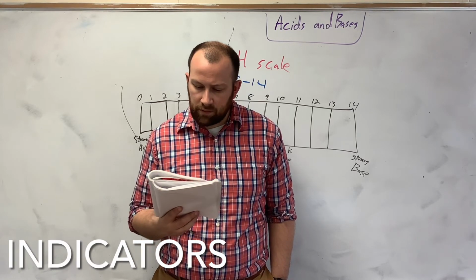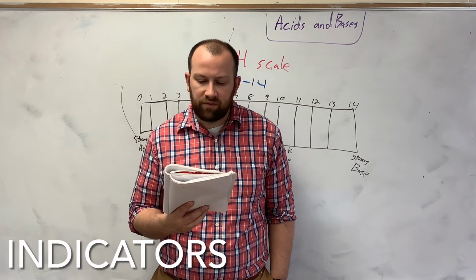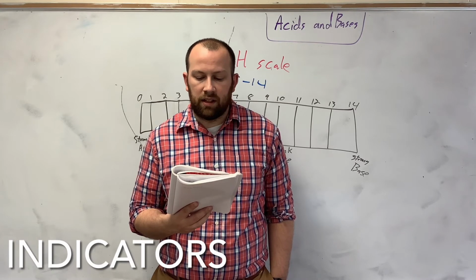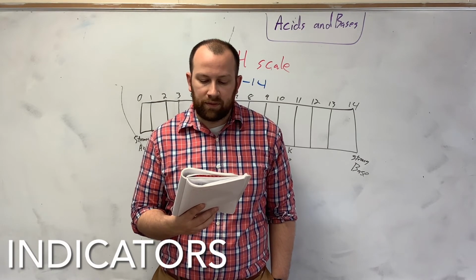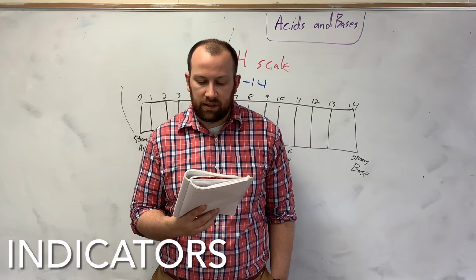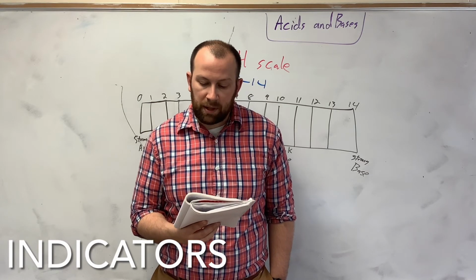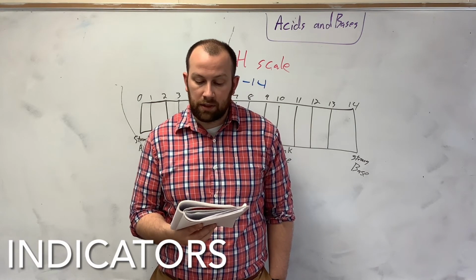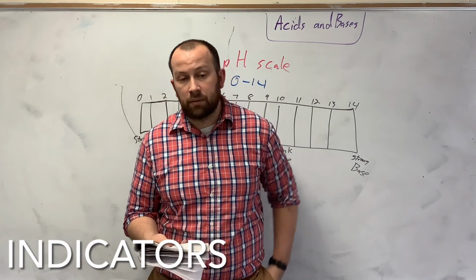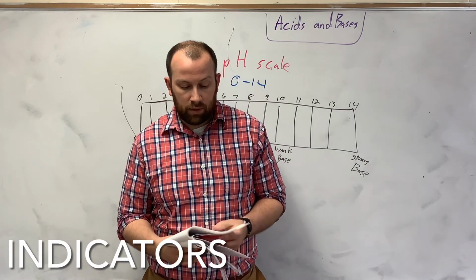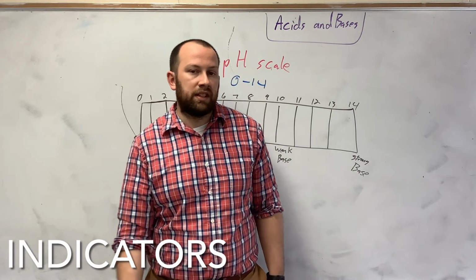And the other one is phenolphthalein. Phenolphthalein is best for detecting strong bases. It's colorless with acid and neutrals, and pink when it has a base. So when you see that, it's phenolphthalein.